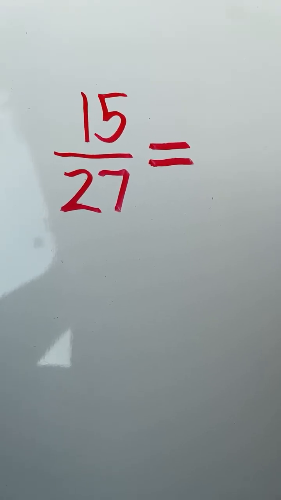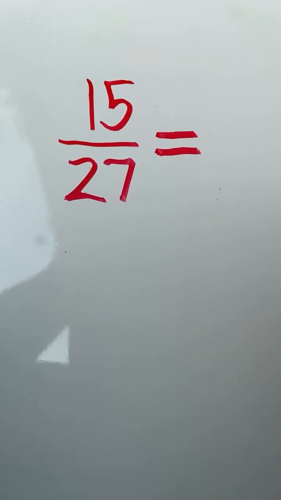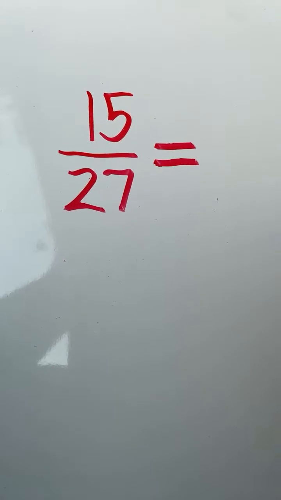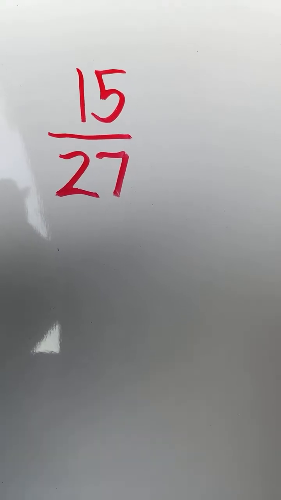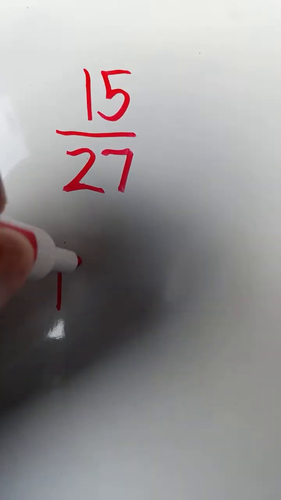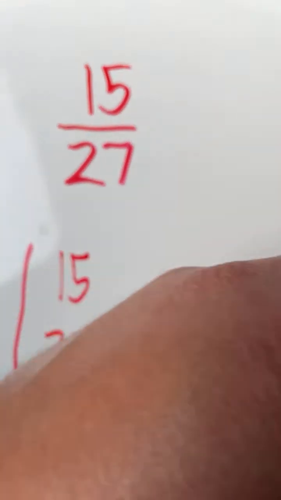So in this live stream, I'm going to be taking some of the answers from my last live stream and reducing them to lowest terms. So we have to figure out what 15/27 equals if we were to reduce that to lowest terms. The key to reducing a fraction to lowest terms is dividing the numerator and the denominator by the greatest common factor.